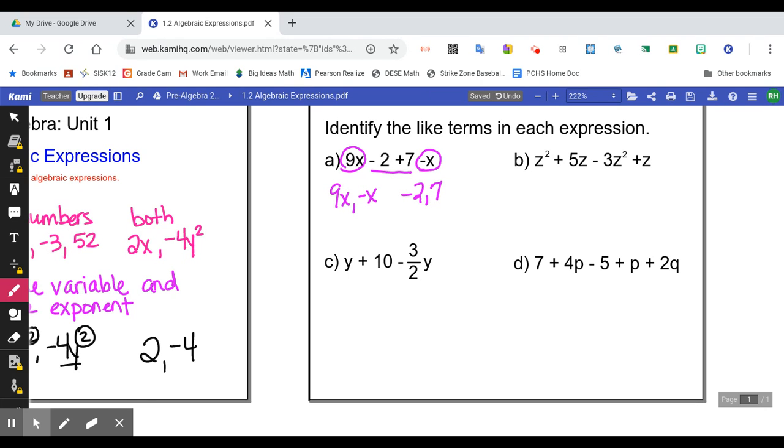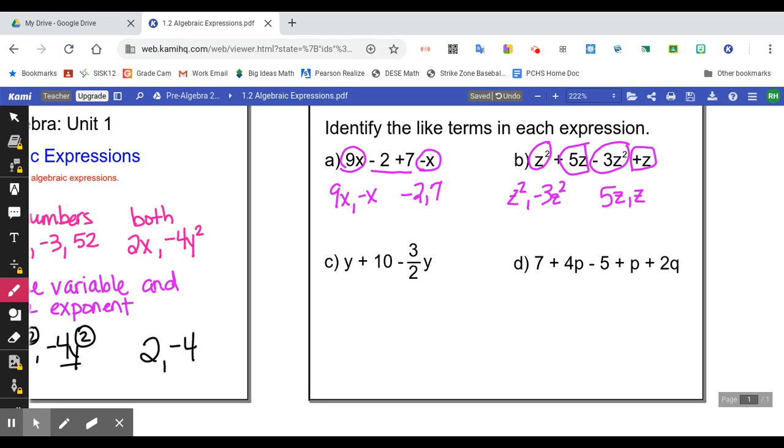Over here, I see a z squared, and then I see another z squared. So those would be like terms. Z squared and -3z squared. And then these have just a z. So 5z and +z, like terms. Again, doesn't matter what number's out in front. We're only looking at the variable and the exponent.